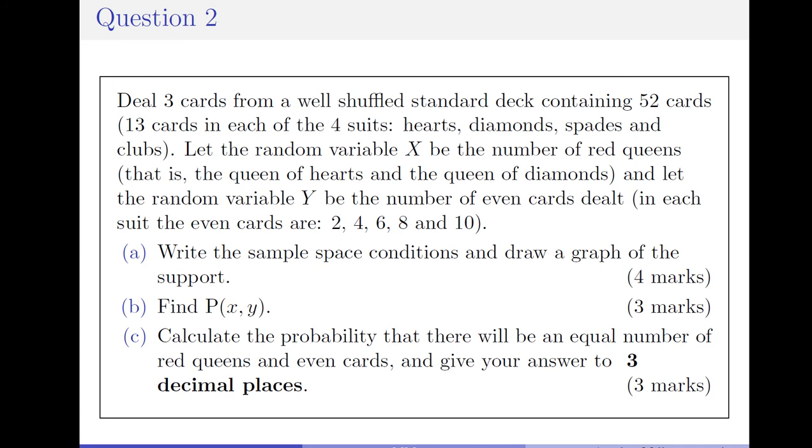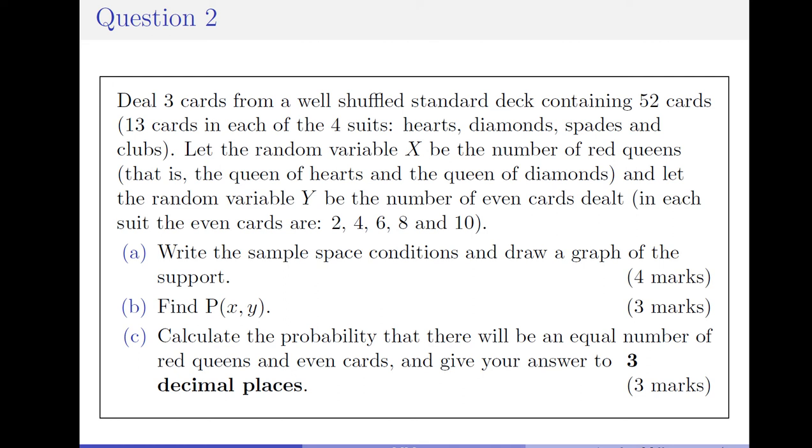Deal 3 cards from a well-shuffled deck, containing 52 cards, 13 cards in each of the 4 suits, hearts, diamonds, spades and clubs. Let the random variable x be the number of red queens, that is, the queen of hearts and the queen of diamonds, and let the random variable y be the number of even cards dealt in each suit. The even cards are 2, 4, 6, 8 and 10. And we've got 3 sub-questions.